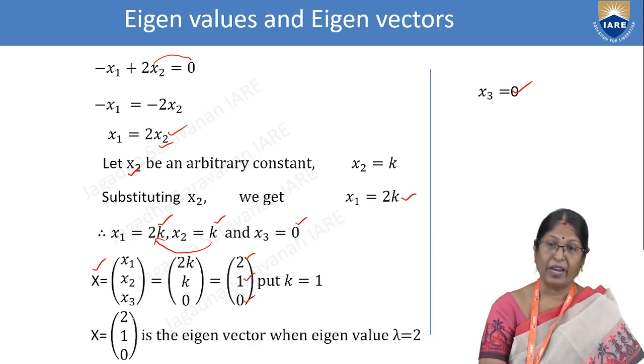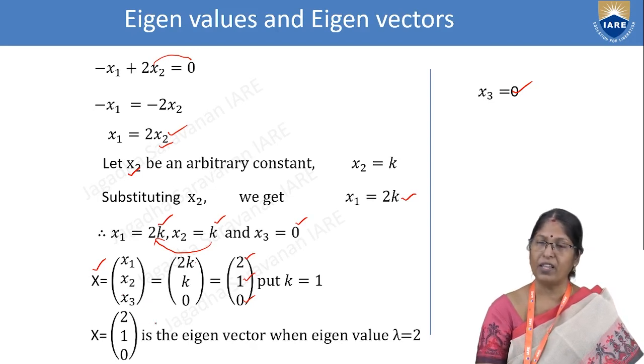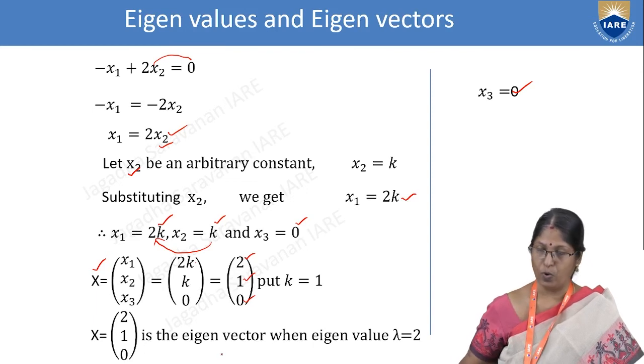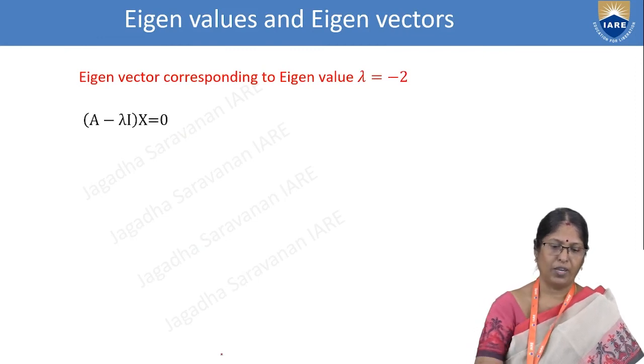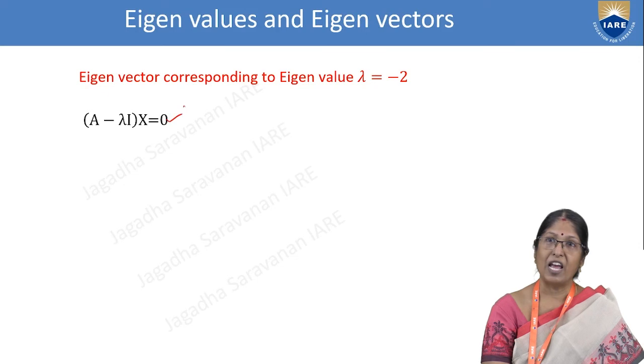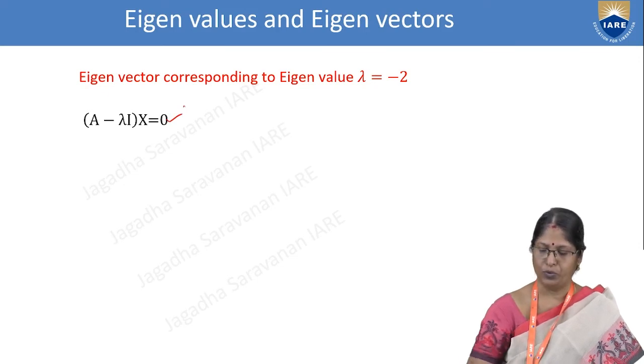So the eigenvector is (2, 1, 0) when the eigenvalue is lambda equal to 2. We got the 3 eigenvalues: 1, 2 and minus 2. 2 we completed, the leftover one is lambda equal to minus 2. So here (A minus lambda I) x equal to 0.